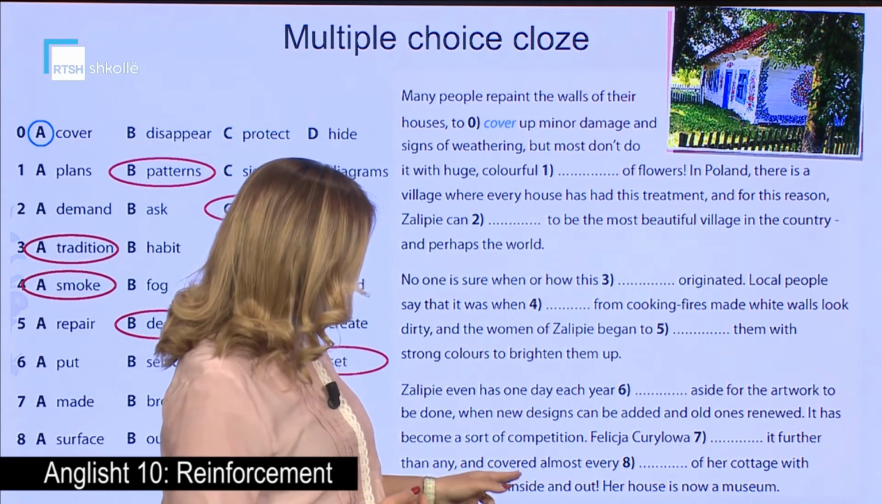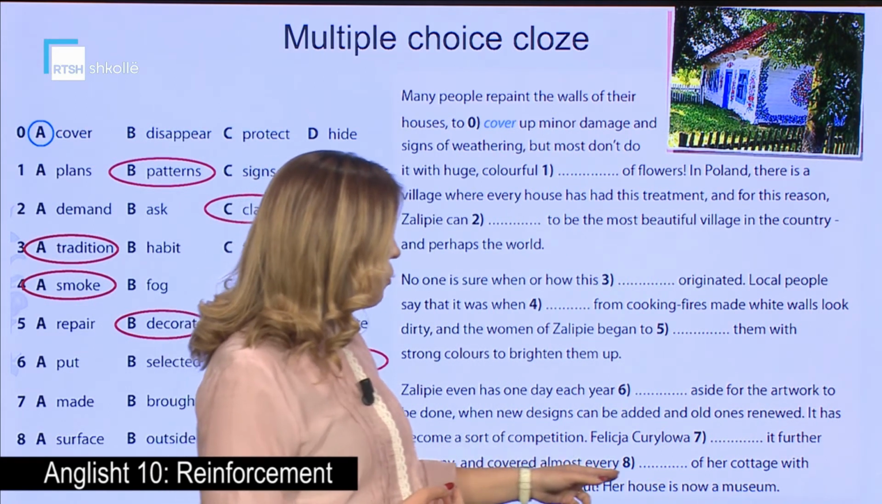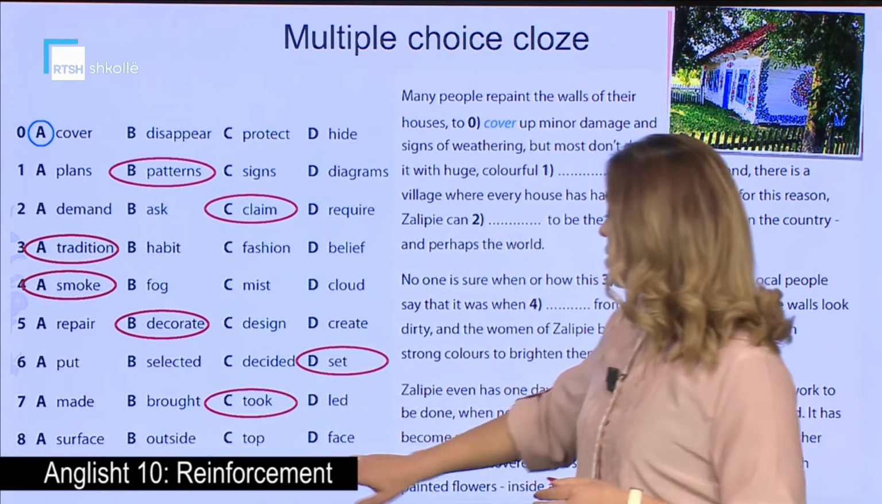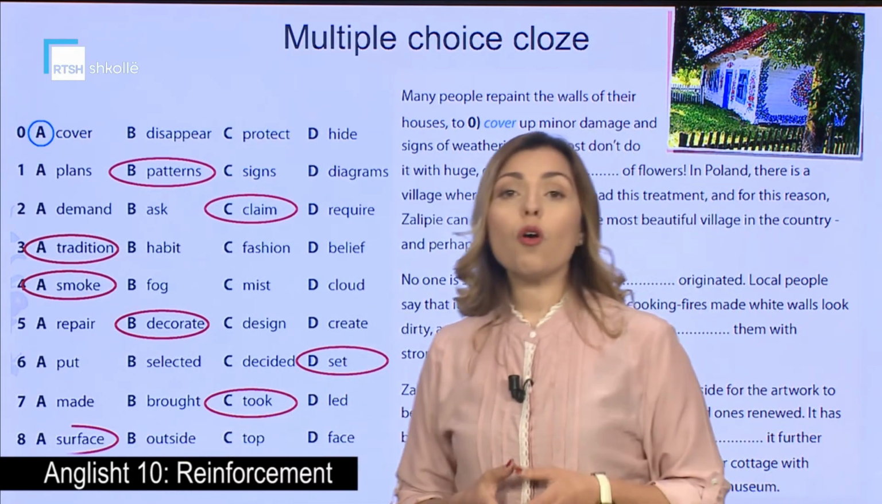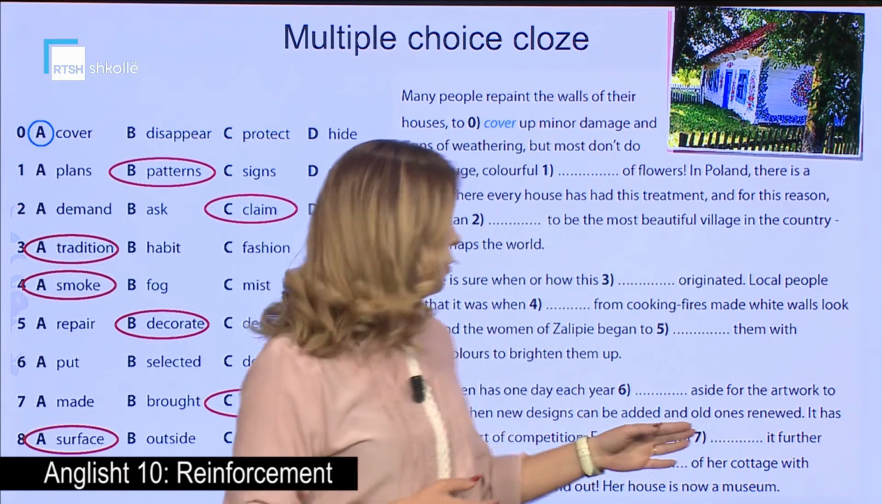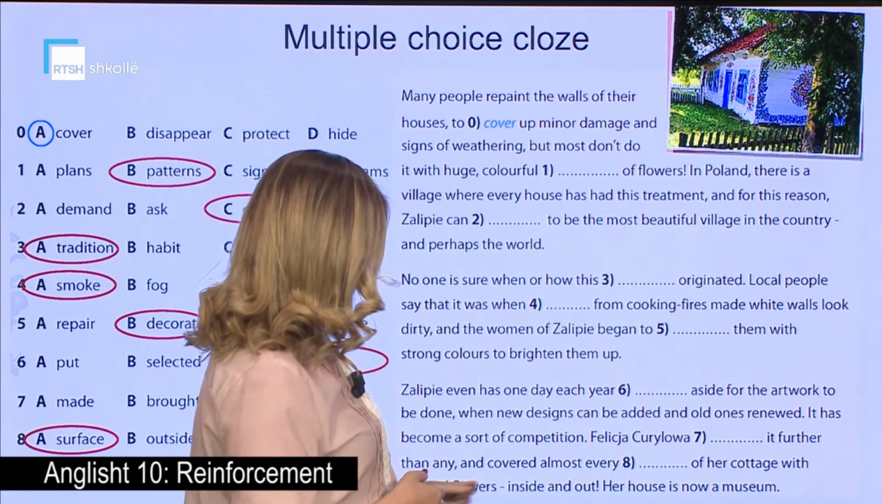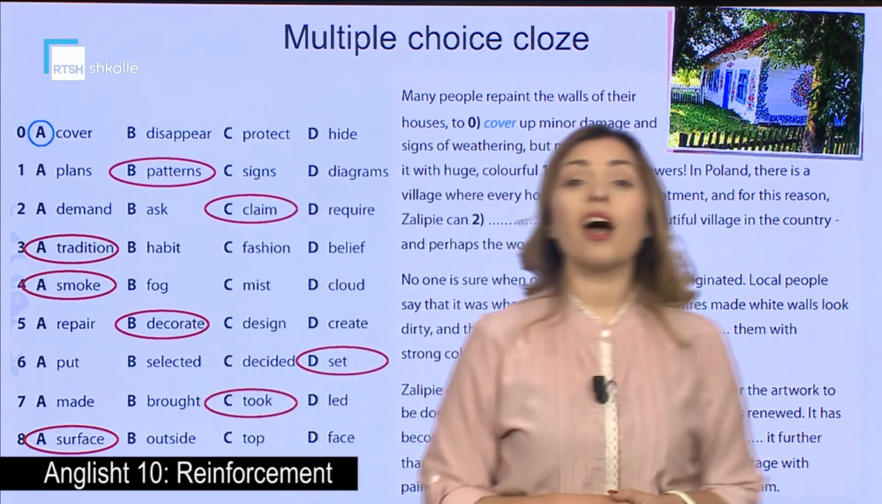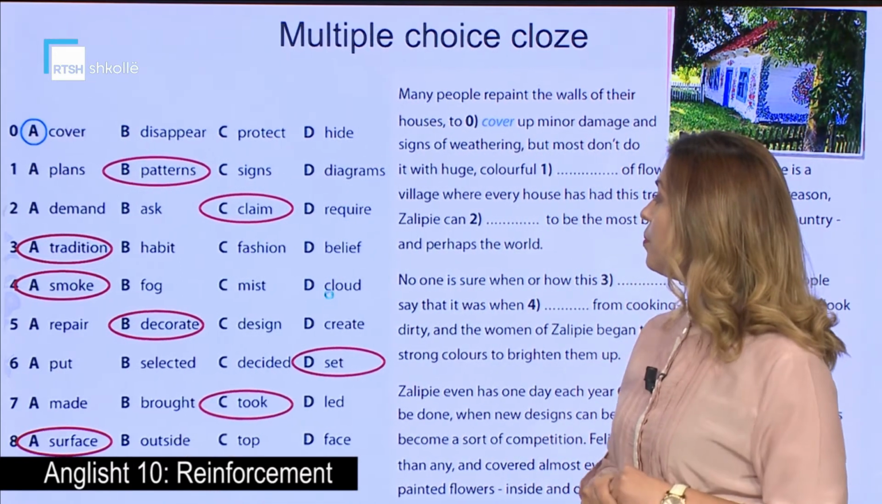She covered almost every watt of her cottage, every surface of her cottage, with painted flowers inside and out. Her house is now a museum.